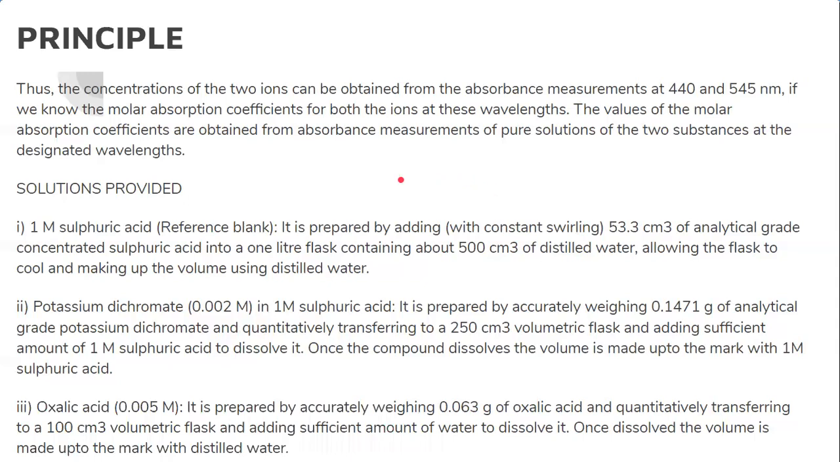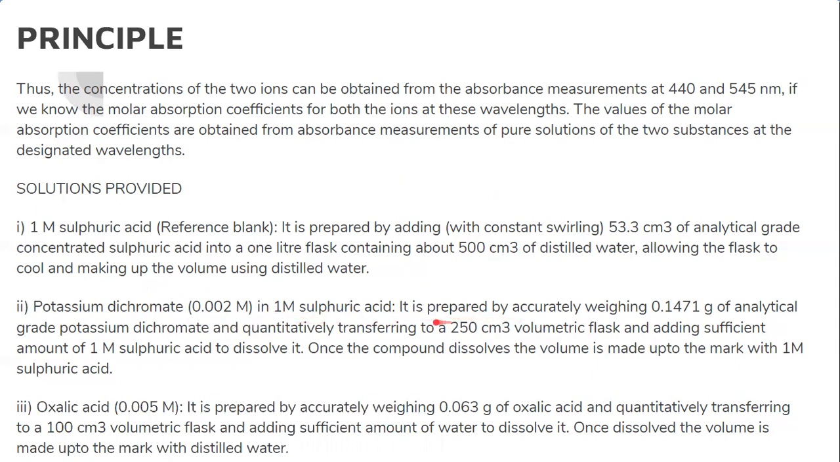So that's why we require an acidic medium. To maintain that acidic medium, we are using sulfuric acid, 1 M sulfuric acid. Next, potassium dichromate. This is the stock solution, and the concentration of that solution is 0.002 M.